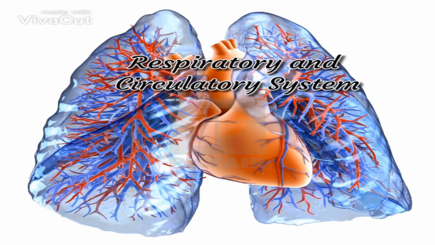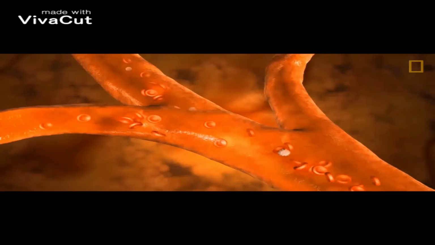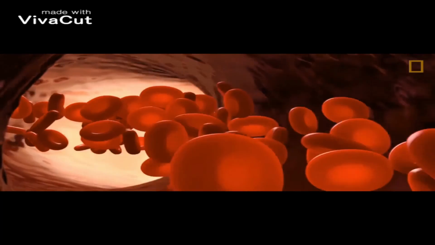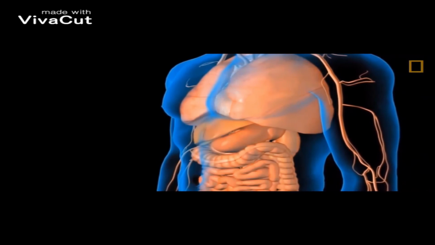The circulatory system's ability to deliver oxygen throughout the body depends on the proper functioning of the respiratory system. The interactions between the circulatory and respiratory systems are best demonstrated by following the path of the red blood cells starting in the heart and traveling through the lungs.